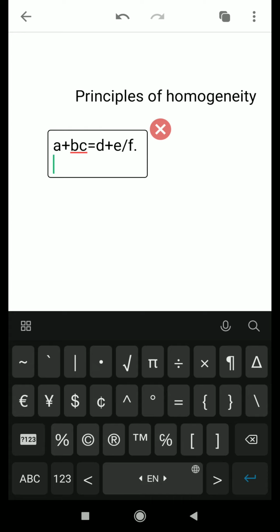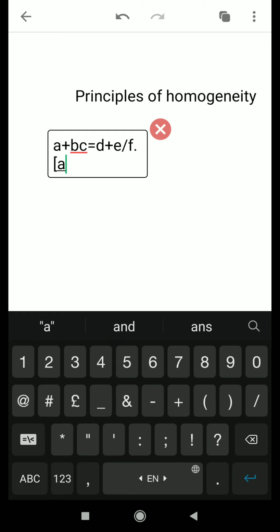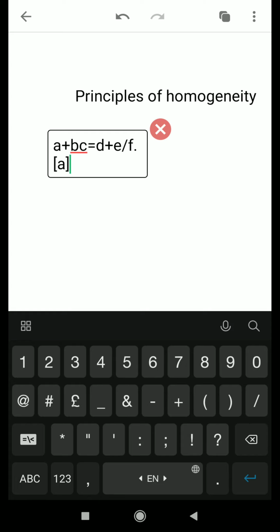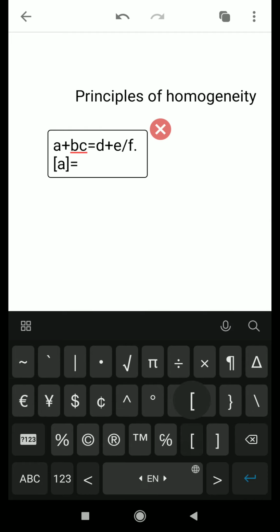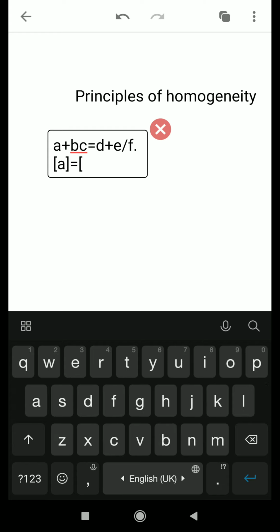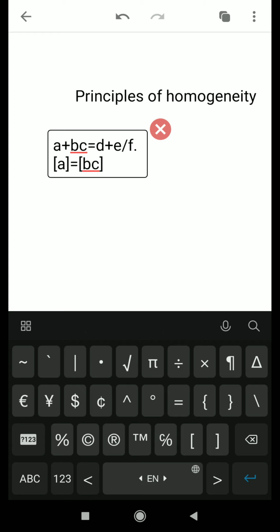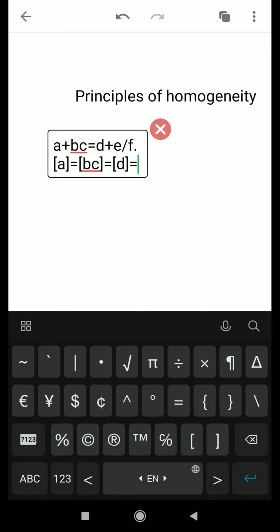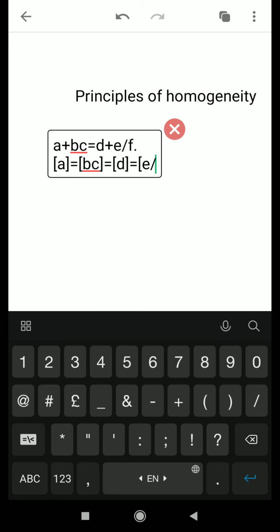So I should write: dimension of A equals dimension of BC equals dimension of D equals dimension of E by F.